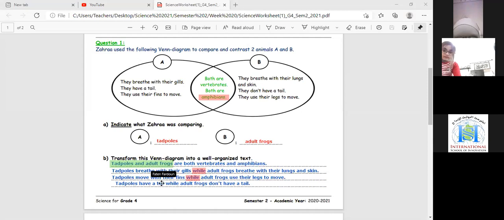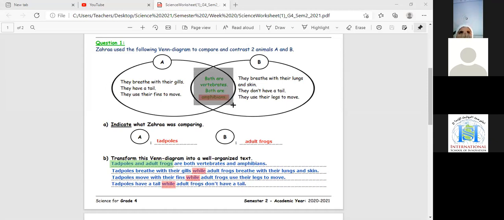Okay, so look what we did. In the first sentence, you should give the names of the animals that you are talking about. Then you continue. You take the information from the Venn diagram. Then you start comparing them and using while. First of all, you have to talk about similarity. Tadpoles and adult frogs are both vertebrates and amphibians.